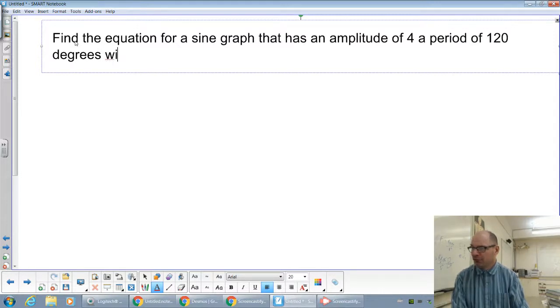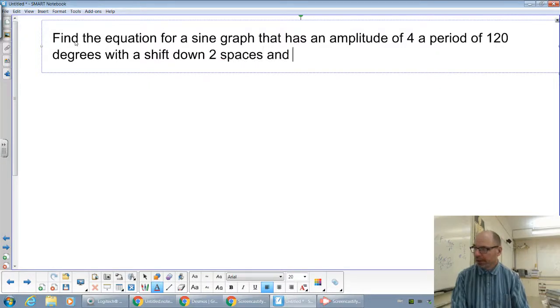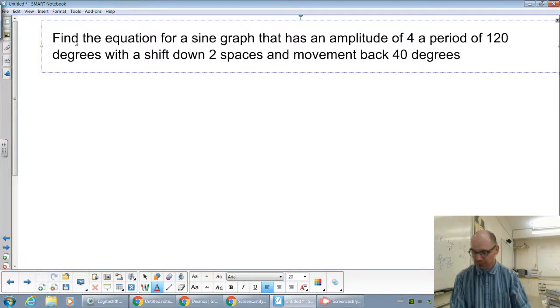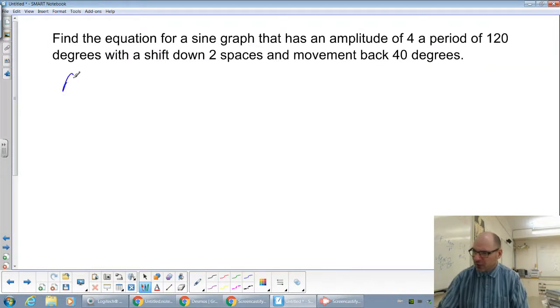with a vertical shift, or let's say with a shift down 2 spaces, and a movement back 40 degrees. Okay, so let's define everything that we can define here. We know that the amplitude is 4. So that tells us that A equals 4.